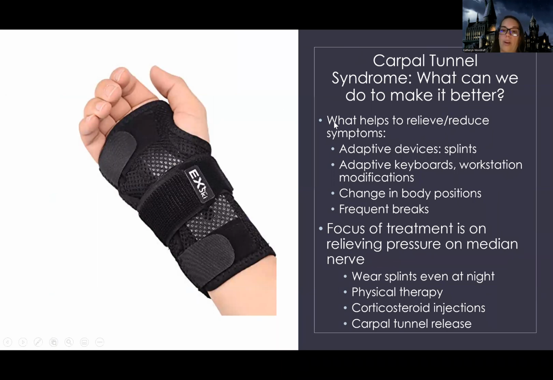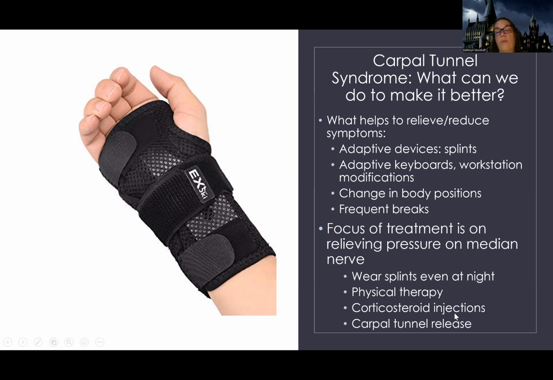So what can we do to make it better? To actually truly help with this, to relieve and reduce symptoms, one of the most common things you're going to see done is splints. We also have other adaptive things for people that are in certain professions. There are so many now, like adaptive or carpal tunnel friendly keyboards, things like that, or other modifications to their workspace that can help with decreasing that repetitive movement or the pressure on that median nerve. Changing body positions. If they have a job where they're having repetitive movement, if they can make alterations to their day-to-day or split up some of those activities, it helps. So like frequent breaks, etc. Or again, using those adaptive devices.